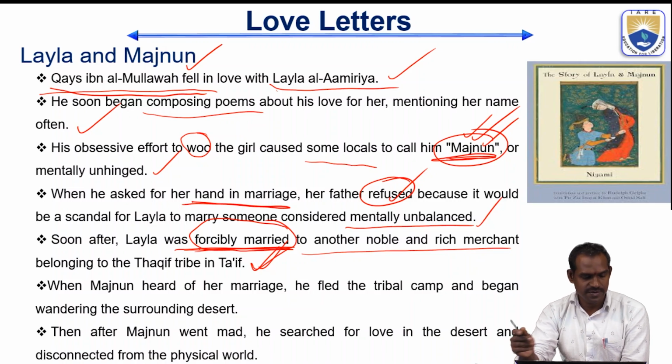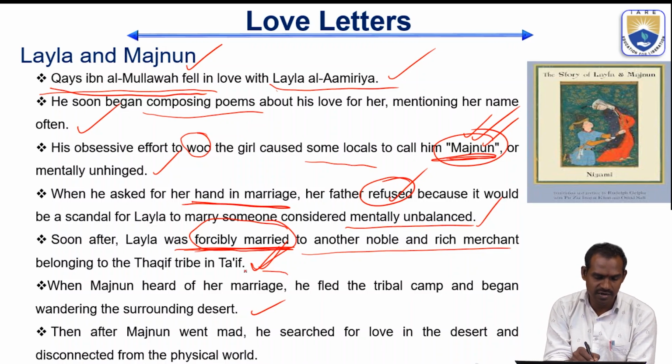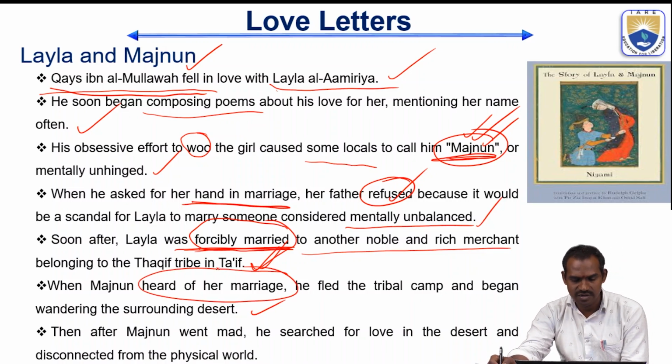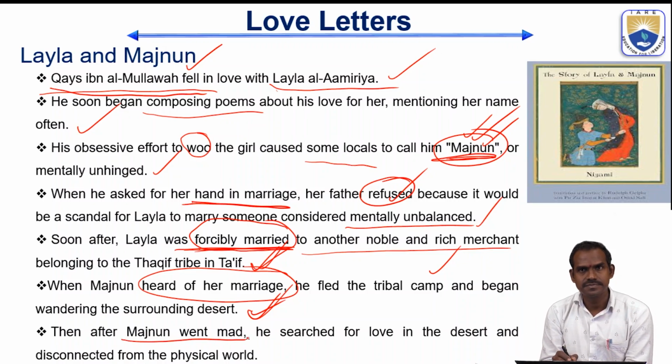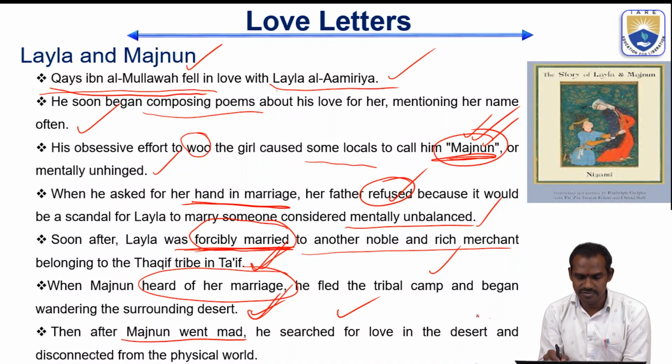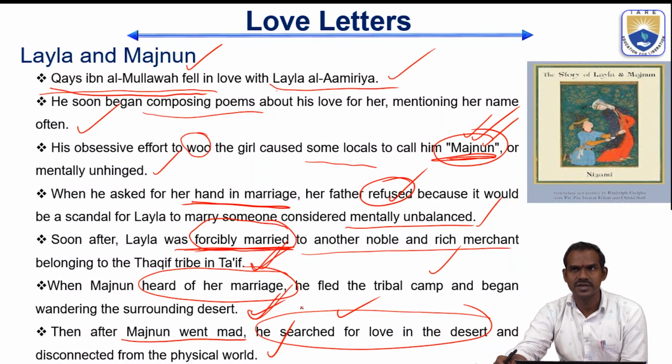It is eternal. So when Majnun heard of her marriage, he fled the tribal camp and began wandering the surrounding desert. He became completely mad, completely mentally unbalanced. After Majnun went mad, he searched for love in the desert, disconnected from the physical world. Finally, he died in that mental state.